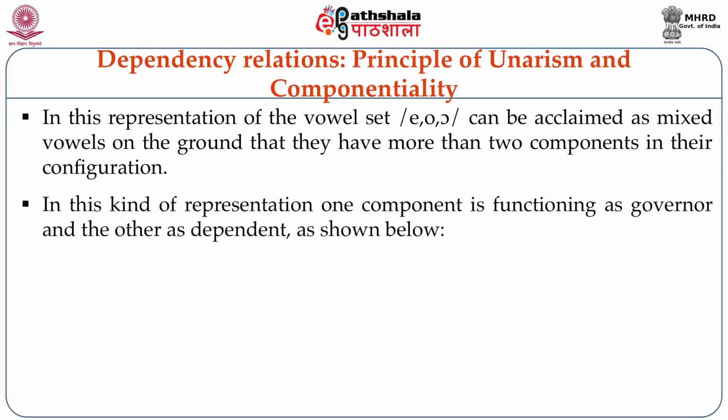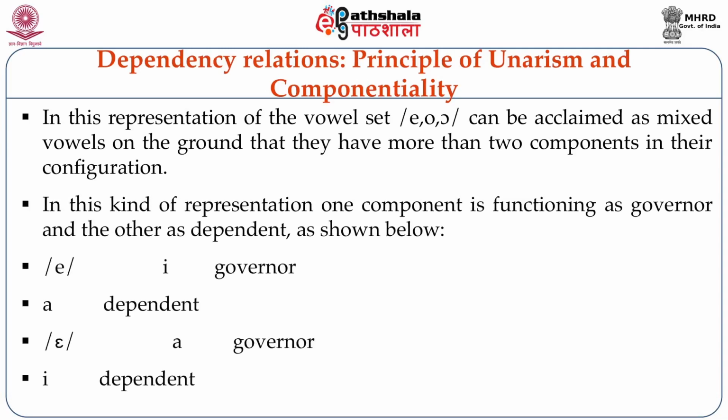In this kind of representation, one component is functioning as governor and the other is dependent. So the head-modifier relationship is termed as governor and dependent. Governor means which governs, and dependent is the governee. So if we say A, here E is the governor and I is dependent. And if A, I is the governor and E dependent.